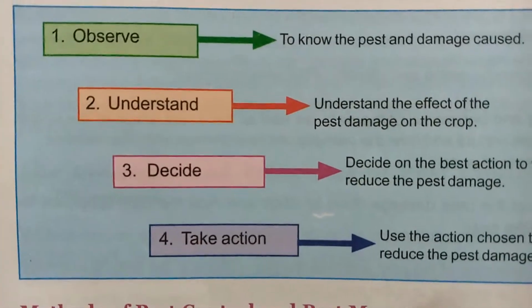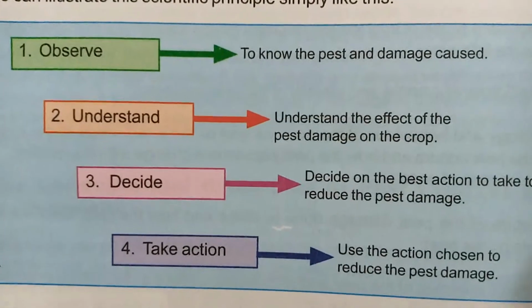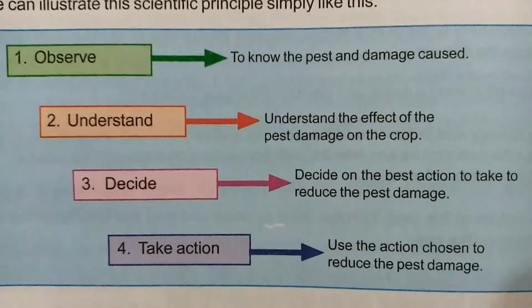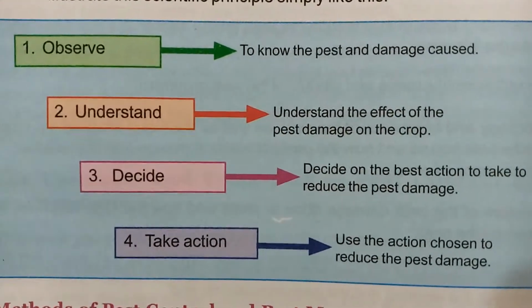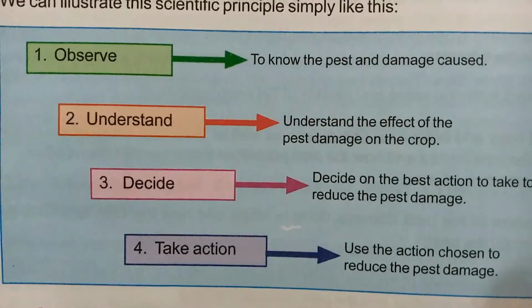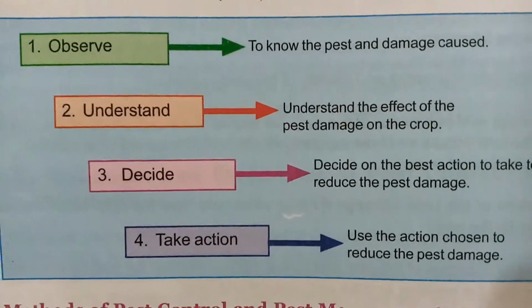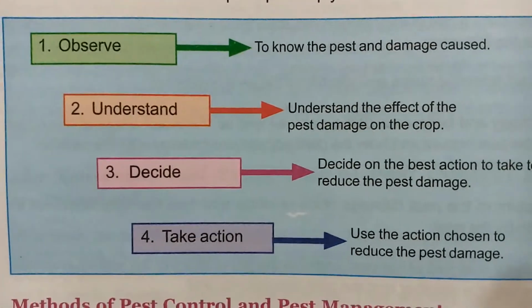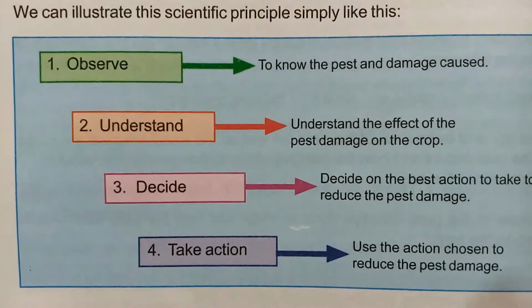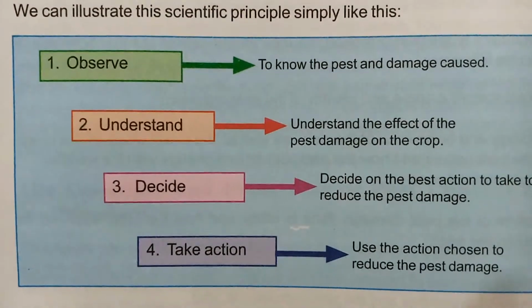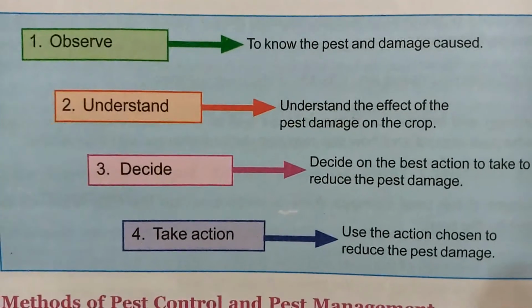The pest and the type. Remember, I told you that we have to observe to know the pest and the damage caused. You have to know the type of pest and the damage, whether it's a biting and chewing insect or whether it's a non-insect pest.